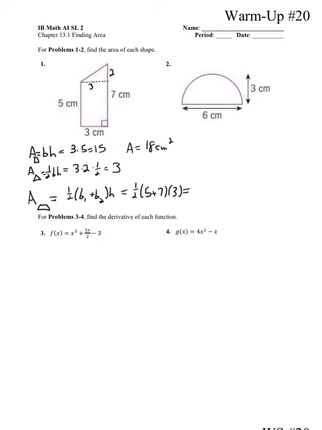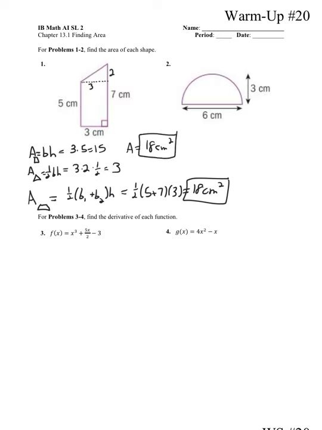So I get 1/2 of, is that right? Yeah, 5 plus 7, and then the height is 3. Yeah, so 5 plus 7 is 14, divided by 2 is 7, times 3 is 21... so 18 centimeters squared. Okay, so either method should get you the exact same area.